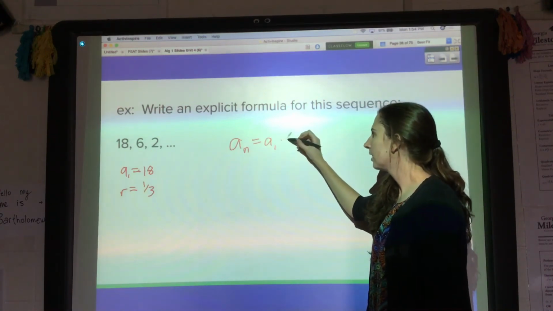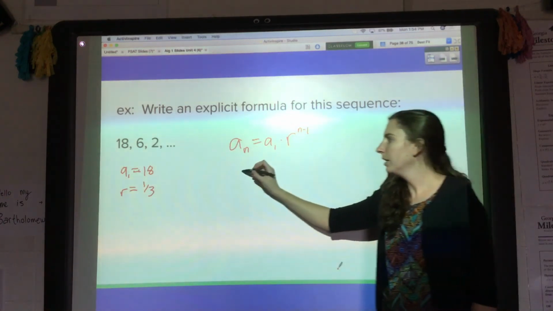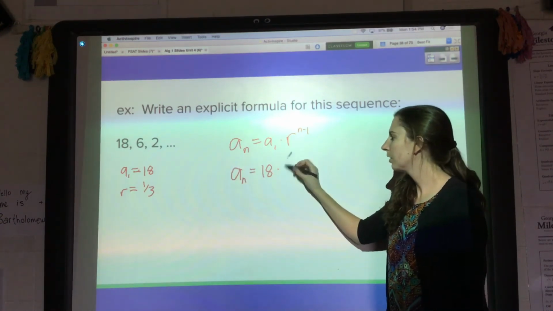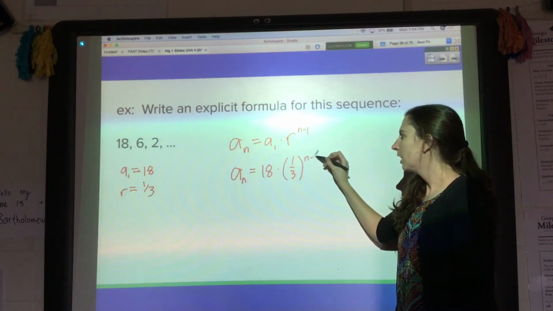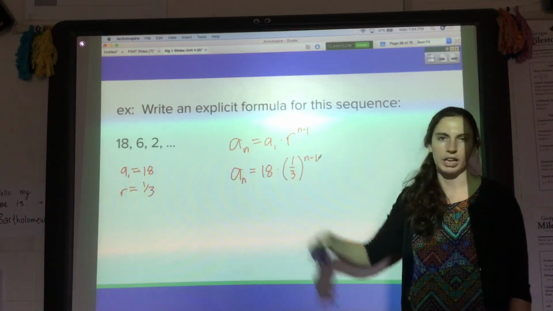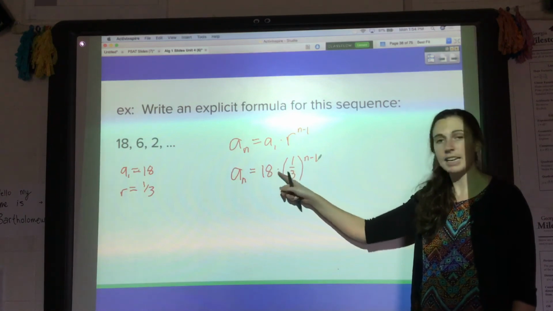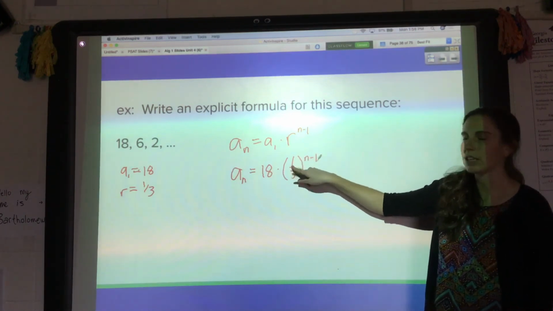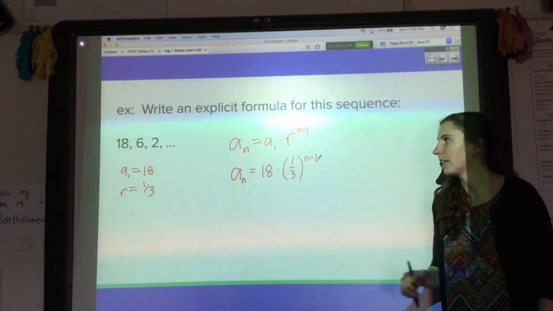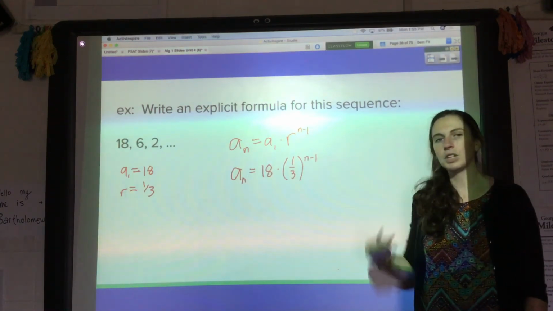It looks like this. Just fill in 18 for A1, and just fill in 1/3 for R. Again, you leave the n part because that's part of your equation. You want to be able to plug in anything for n. And so that's it. Remember that you can't multiply these because the exponent is attached to this, and exponents come first. So you can't really do anything with that. You just leave it as it is. And that's your explicit formula. If I wanted to find the 50th term, I could plug in 50 for n and see what I get out.